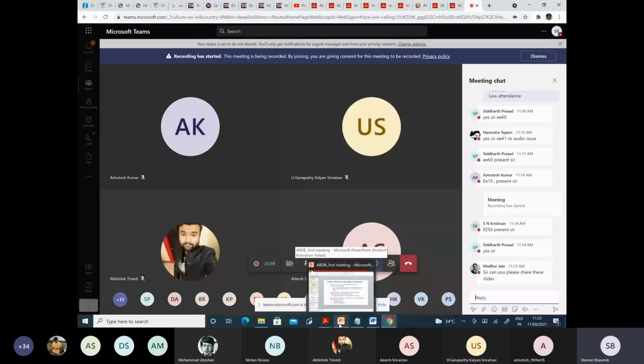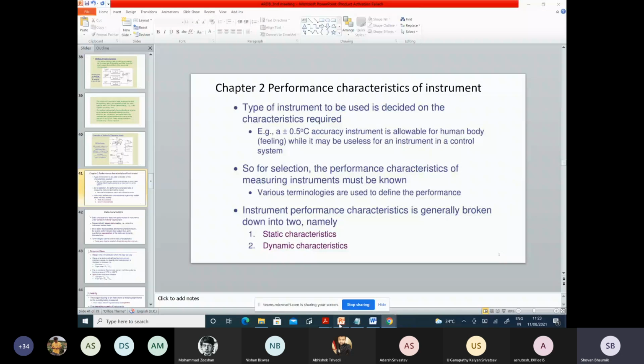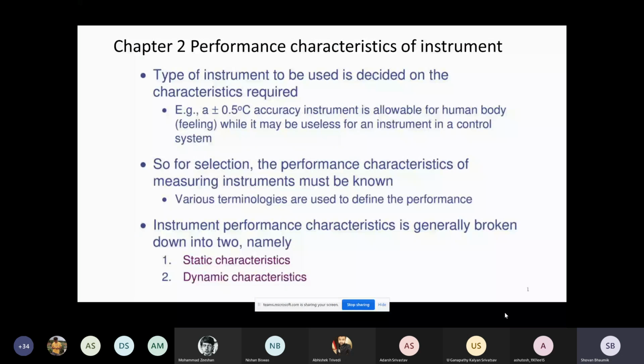So now, to start with, what we will consider? We will consider a static input. That means the input is not changing with time, or if the input is changing with time, it is changing with time very slowly. Okay, so the instrument performance characteristics you can generally divide into two parts. First thing is the static characteristics, next thing is the dynamic characteristics.